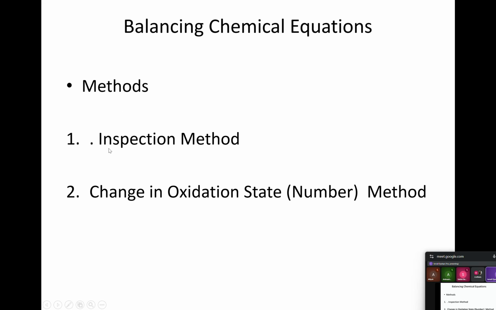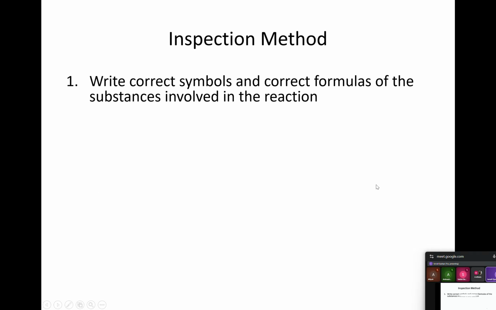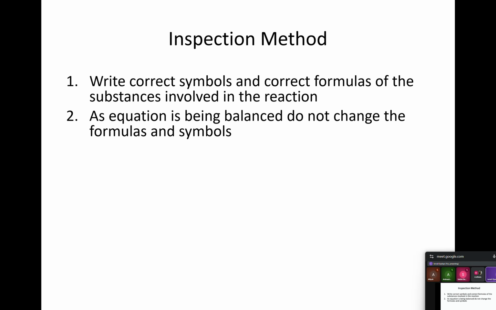Inspection method, and also the change in oxidation state or number method. So let's see how that is possible. So, inspection. You write the chemical equation, of course, having written down the correct symbols and correct formulas of the substances that are involved in the reaction. And then as the equation is being balanced, do not change the formulas and symbols.